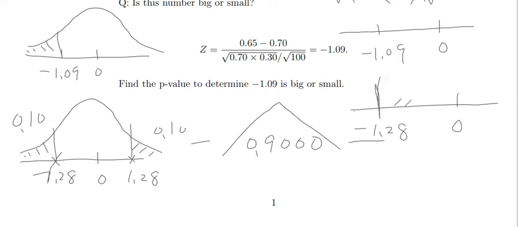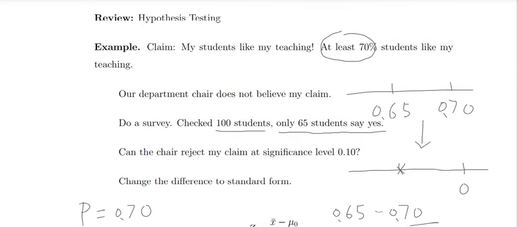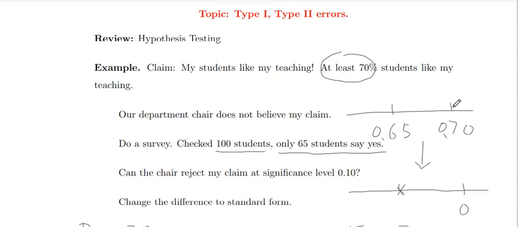So if the test statistic is a small number, we say small difference. If it is a big number, it is a big difference. So we find, oh, negative 109 is here. So we can say this number is small, or the difference is small. So the department chair cannot reject my claim, even though they have a 5% difference, but this 5% difference is not so significant. Okay.